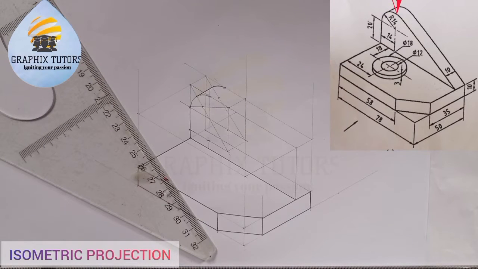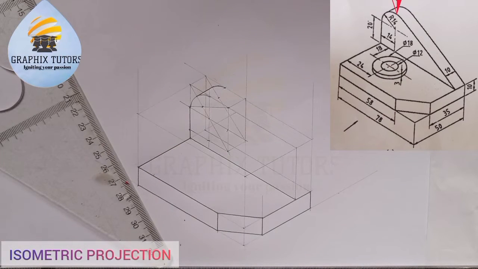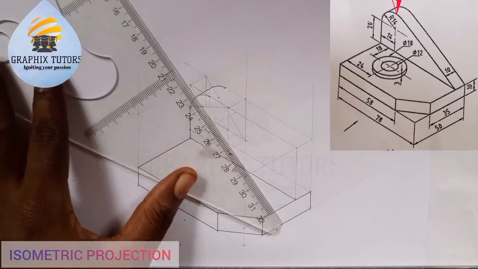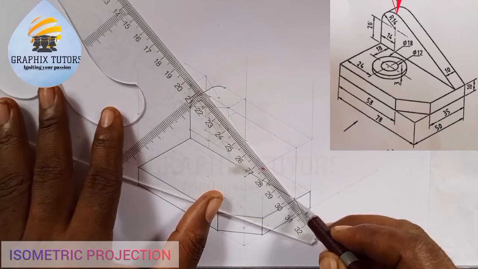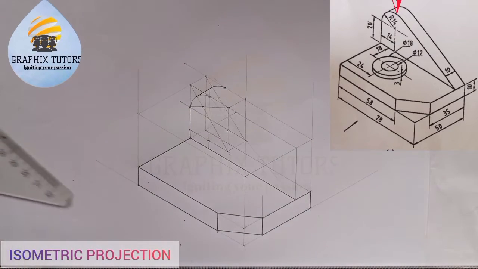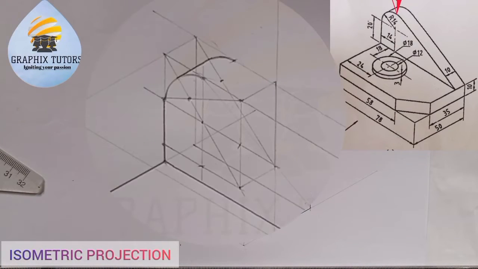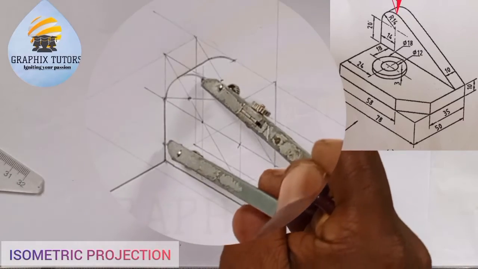Right? How will I do that? I can easily move it from this point straight down here. Right? But what do you notice? It is not giving me exactly what I want this way. You can see that? So what I'll do is I can just place my compass here to this point.